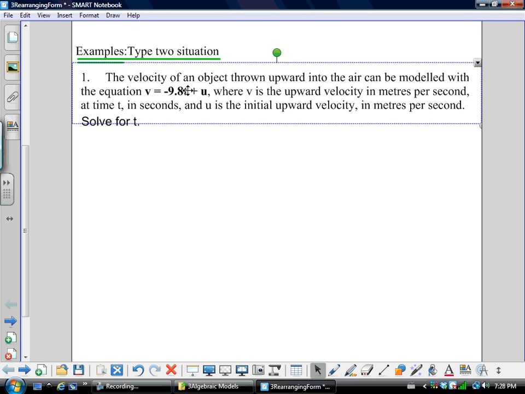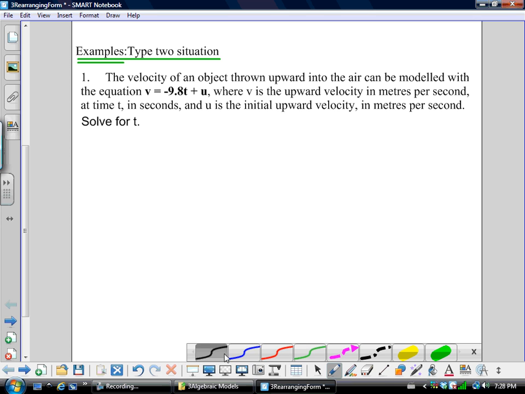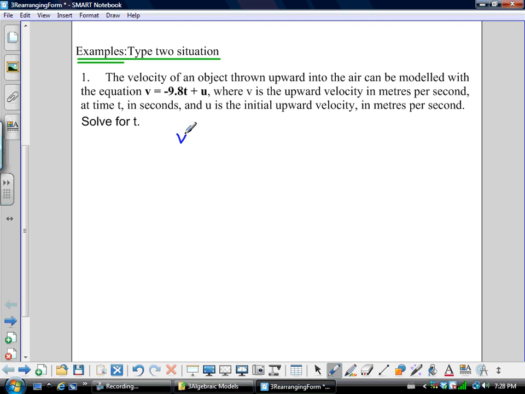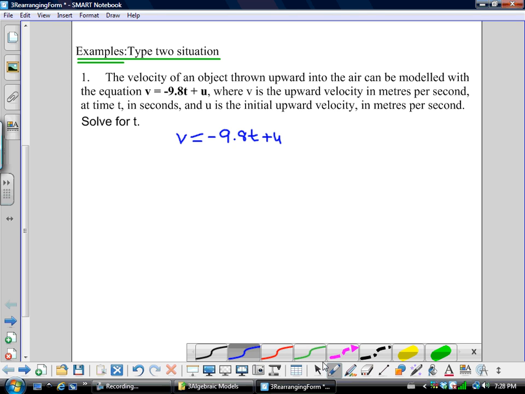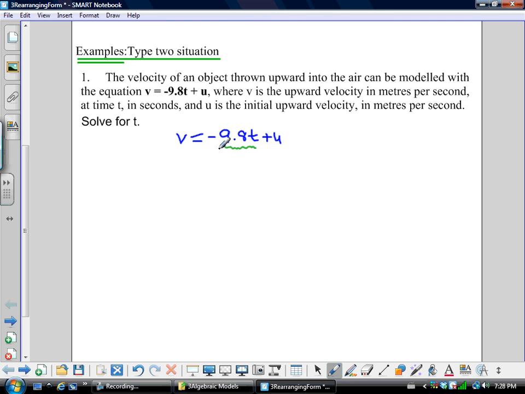I'm going to see if I can haul it out of there. Nope, doesn't look like it's going to come in there. So let's take our formula and rearrange it for t. I'm starting with v equals negative 9.8t plus u. I'm interested in this t. Now you can see the t is attached to something. It's being multiplied by negative 9.8, but also I have this plus u.